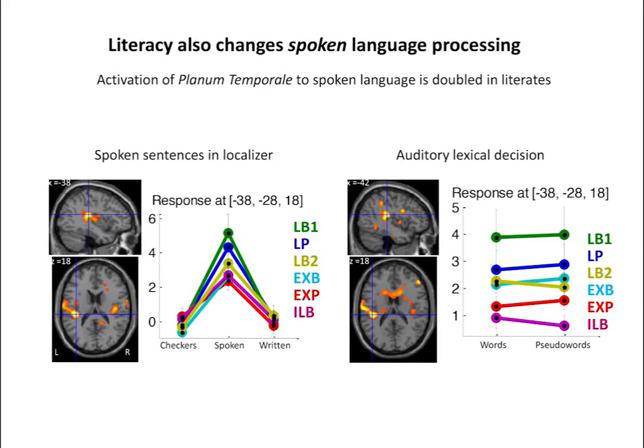So the illiterates are all the way down here. They have activation, but that activation is almost doubled in the people who are very good readers.